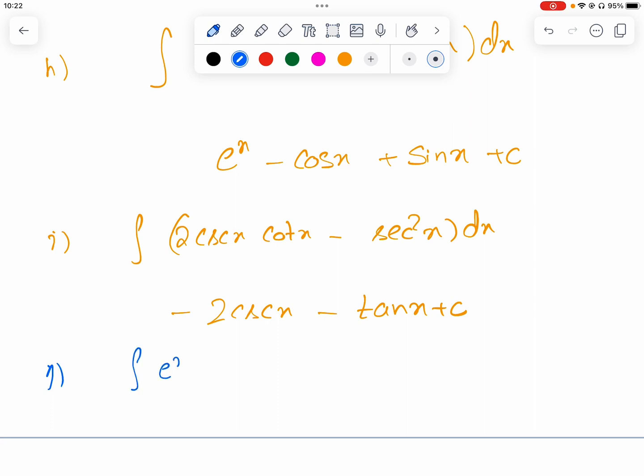Finally j part, integral of e power x plus 1 upon x minus cosecant square x dx. Integral of e power x is e power x plus integral of 1 upon x is ln x and cosecant square x integral is negative cotangent x. So negative times negative, positive. So plus cot x plus c. That's going to be the answer.